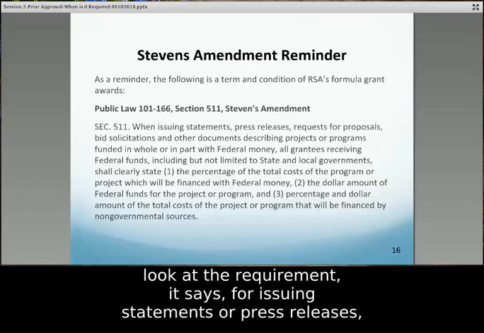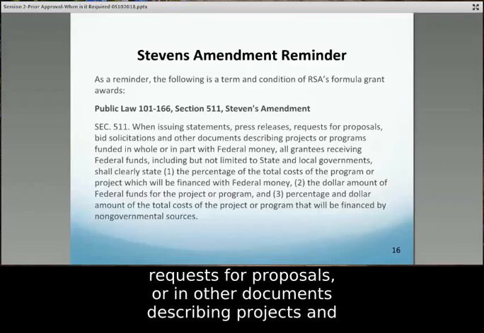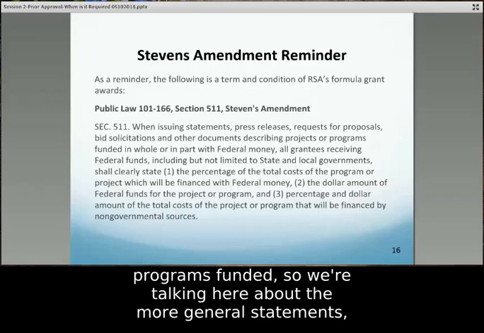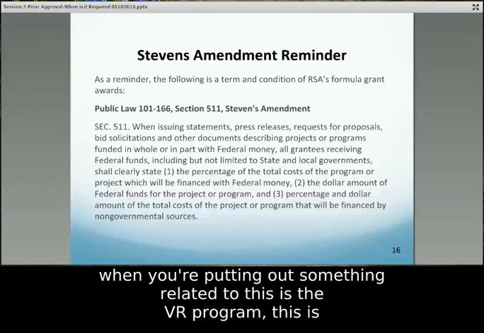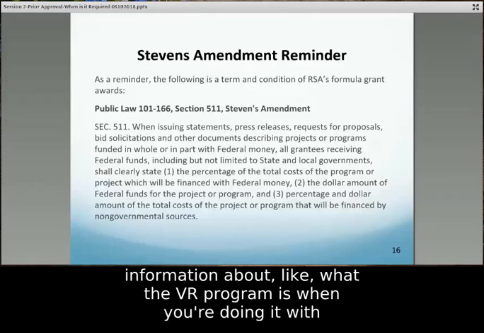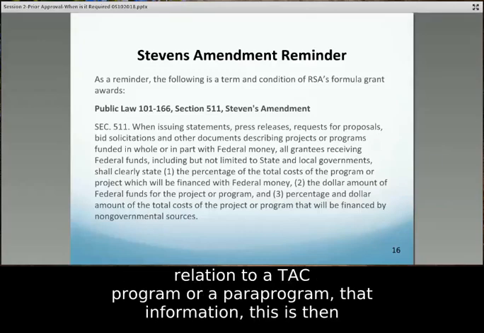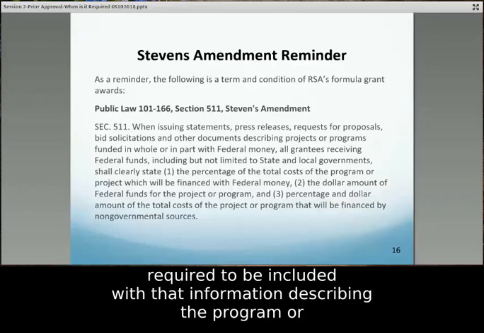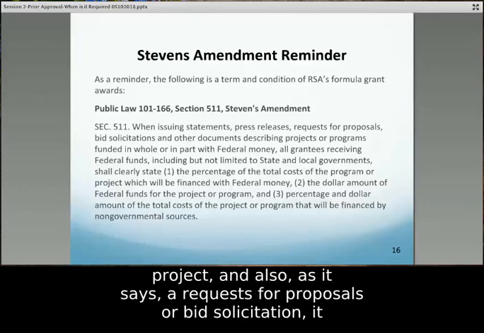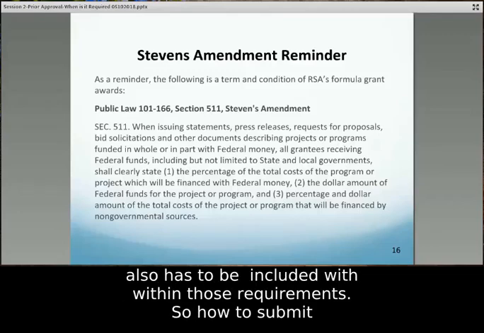If you look at the requirement, it says for issuing statements or press releases, requests for proposals, or other documents describing projects and programs funded. So we're talking here about the more general statements. When you're putting out something related to the VR program, information about what the VR program is, or something related to a CAP program or a PAIR program, this information is then required to be included with that information describing the program or project. And also, as it says, a request for proposals or bid solicitations also have to include it.